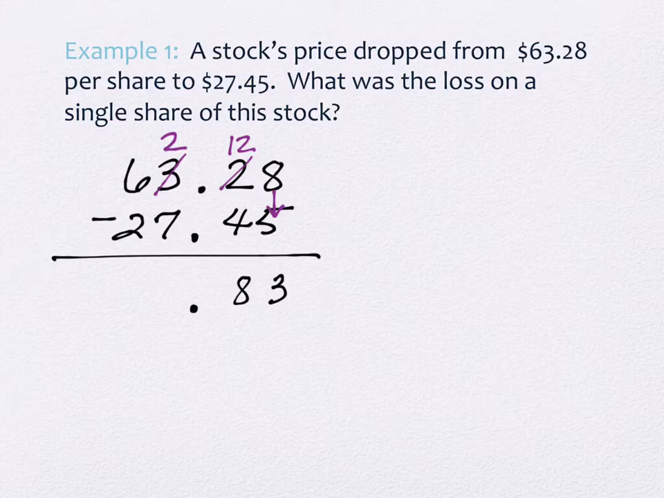And I have the same problem happening again. I have 2 $1 bills, and I can't take away 7 $1 bills. So I come over to the 6, which is 6 tens. For my 6 tens, I trade one of my tens away to become 10 ones. So now I will have 10 ones plus the 2 ones I already have, which is 12 ones. So 12 ones minus 7 ones would give me 5 ones. And then finally 5 tens minus 2 tens would give me 3 tens. So with a dollar sign in the front, I have $35.83.